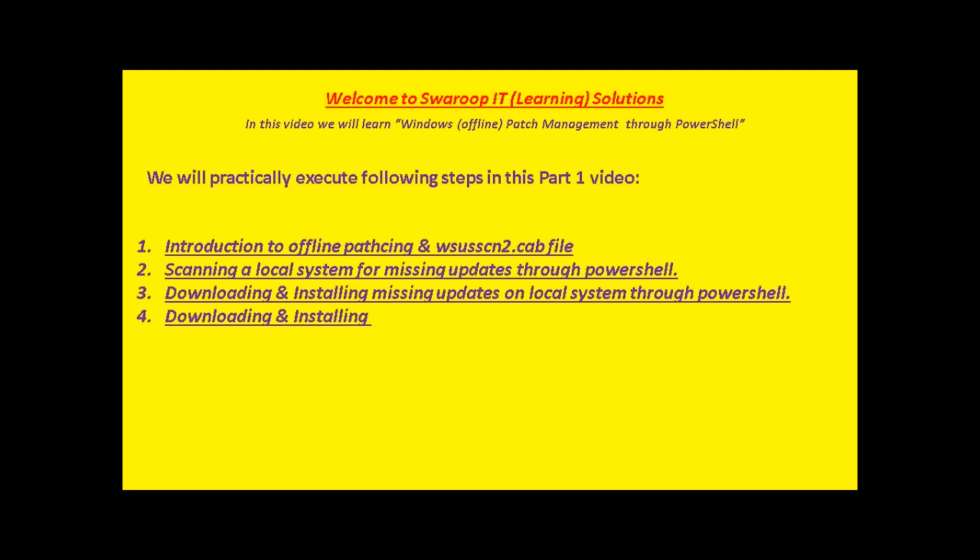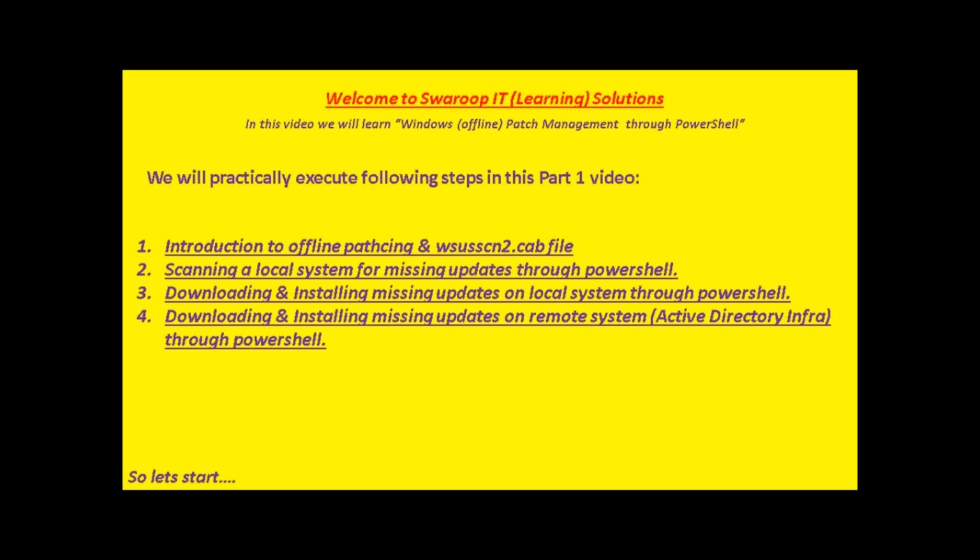And after the local system, we will try to download and install the missing updates on a remote system, that is your Active Directory infra, meaning a normal client machine which is connected to your Active Directory domain server. So let's start.